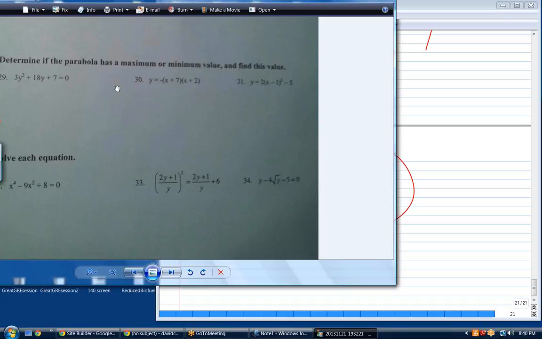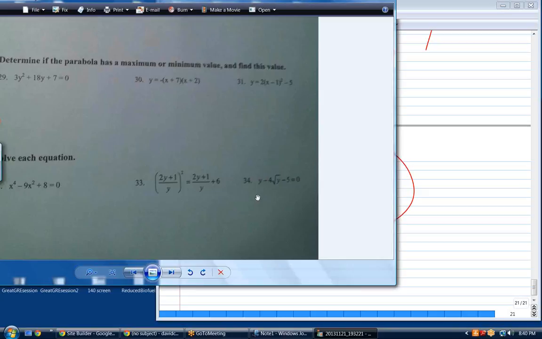This one, number 34, use substitution. That is a quadratic. It just doesn't look like one. You see why it's a quadratic? The middle term is square root of y, and the first term is that middle term squared. So if I let u equal square root of y, this thing will solve as a quadratic.